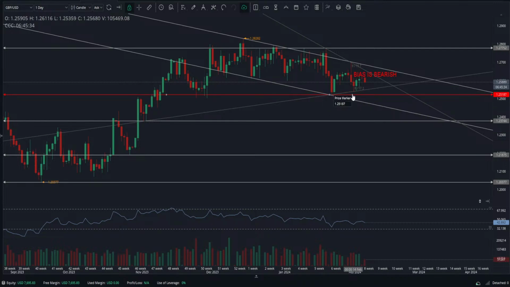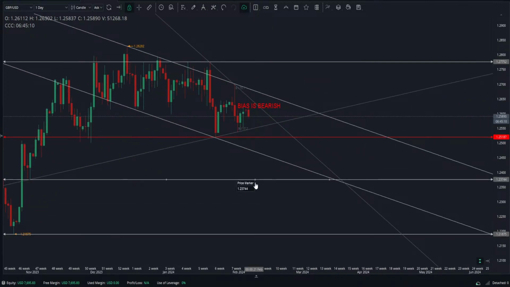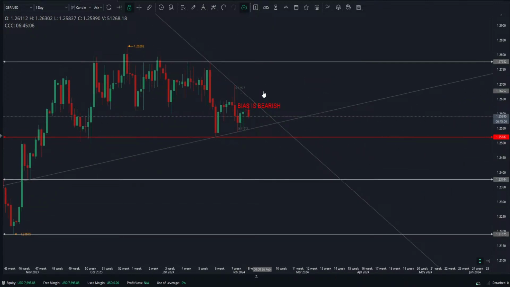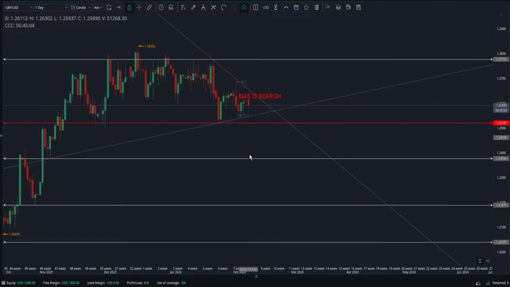I think 1.2518 is the support, and the resistance is around 1.2775, because the price has started making lower highs and lower lows, and this will become a valid high, that is 1.2697, if the price breaks below this 1.2518. All right. I will remove this one also.